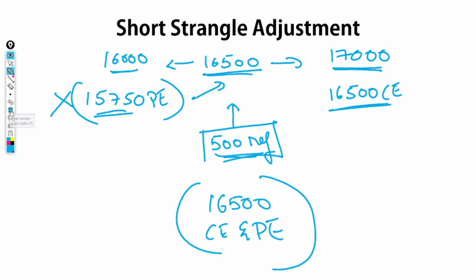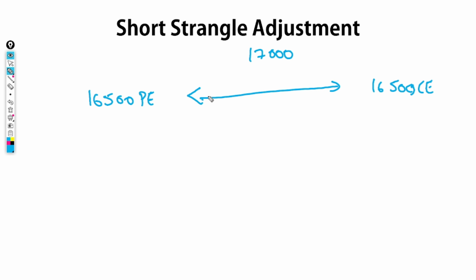When do you exit the trade? So I have 16,500 puts and 16,500 calls and the market is at 17,000. So now again, keep 500 points as your reference.